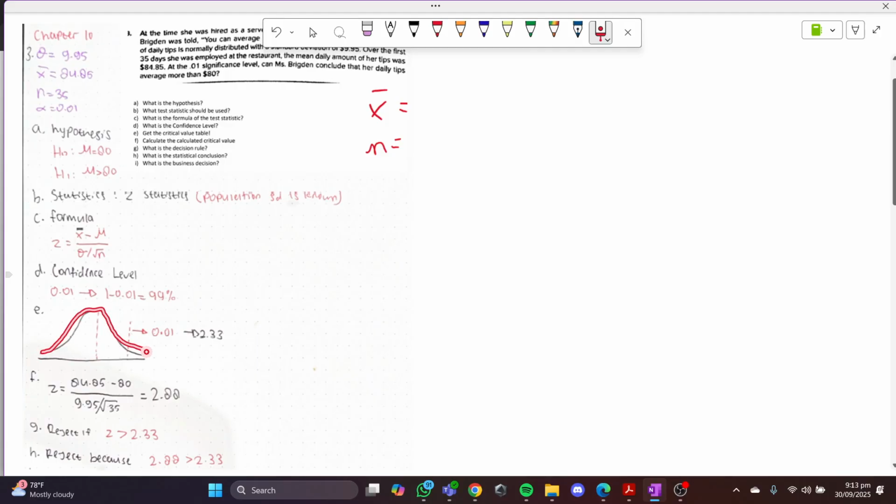So you just do this, the middle, and a line here. It's more than, so it's looking towards the right. For F, you just calculate the critical value, just put in the number. For G, what is the decision rule? You reject H null if Z is bigger than 2.33. And in this case, this one is bigger than 2.33. So we reject.